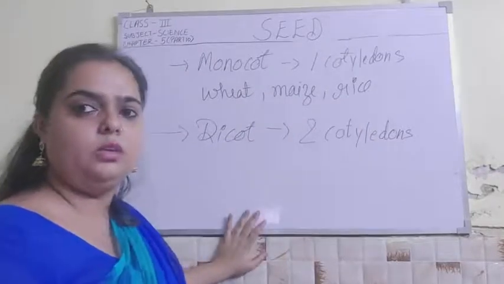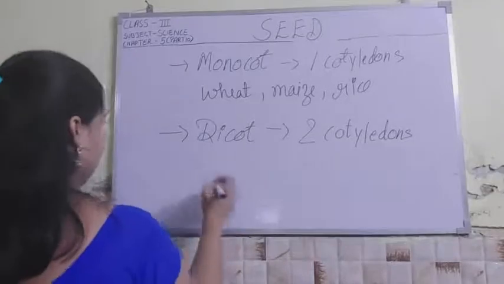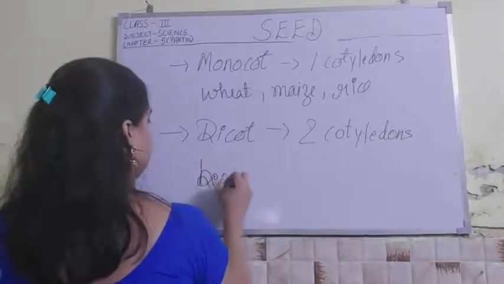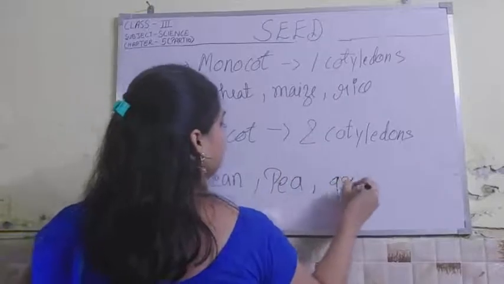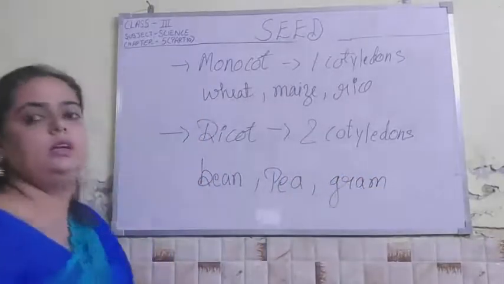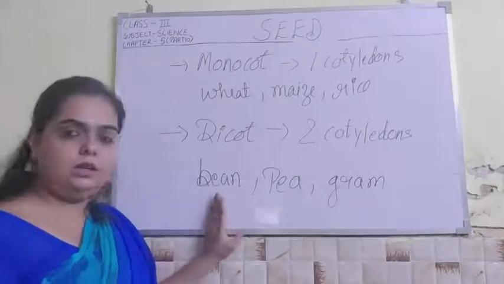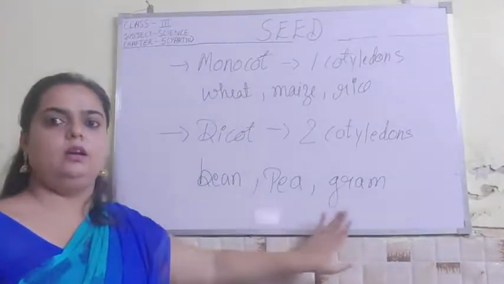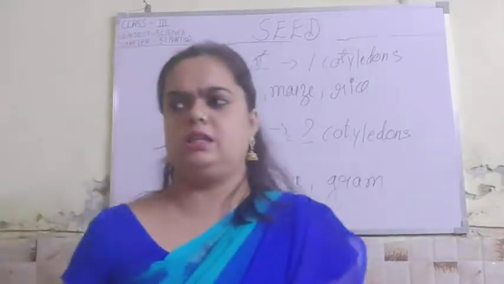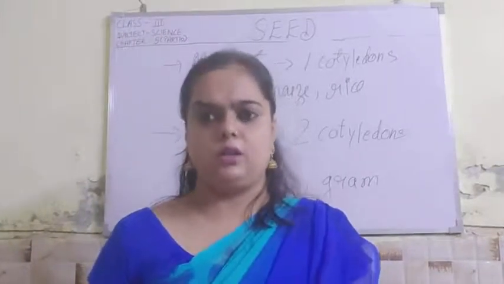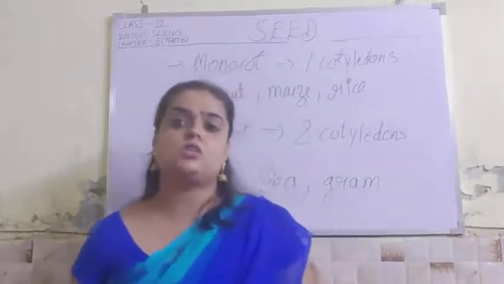And if we talk about the examples of dicot seed, the examples of dicot seeds are bean, pea, gram. Okay, the examples of dicot seeds are bean, pea, gram. These were the kinds of seeds. And now children, we will discuss the functions of seed.